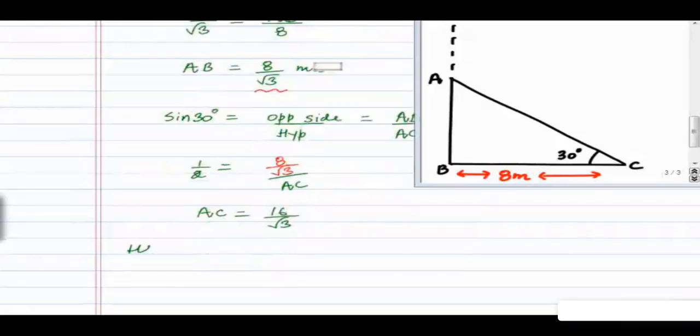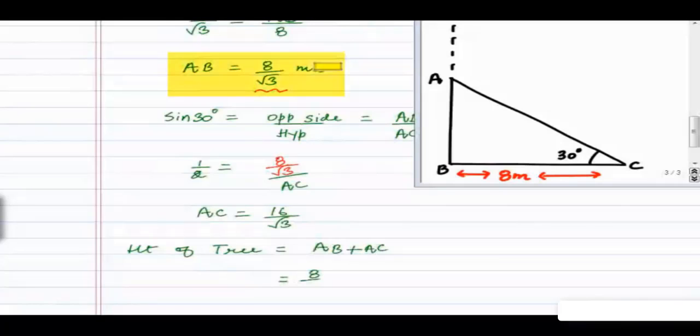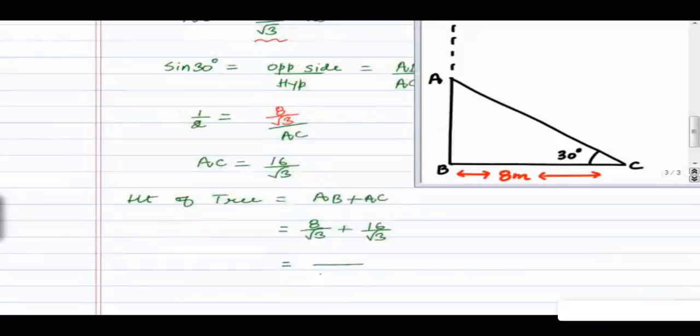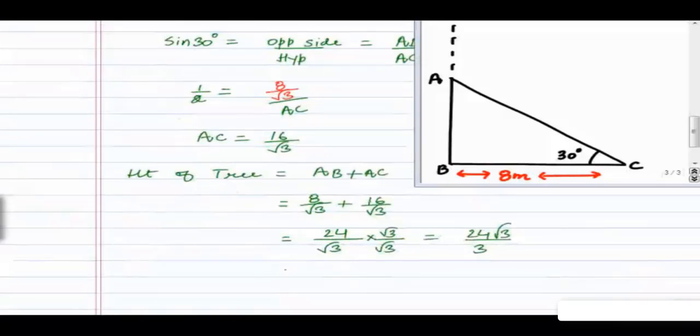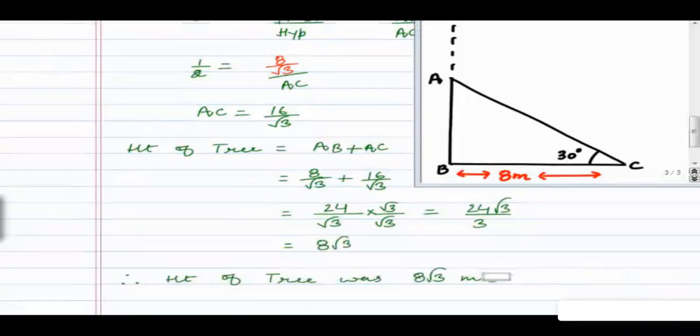Now height of tree is equal to AB plus AC. AB we have calculated to be 8 by root 3 plus AC is 16 by root 3. Just adding the two, taking LCM, we'll have root 3. This is 24 by root 3. Rationalizing, multiplying numerator and denominator by root 3, we'll have this is 24 root 3 divided by 3. So this will come out to be 8 root 3. Therefore height of tree was 8 root 3 meters.